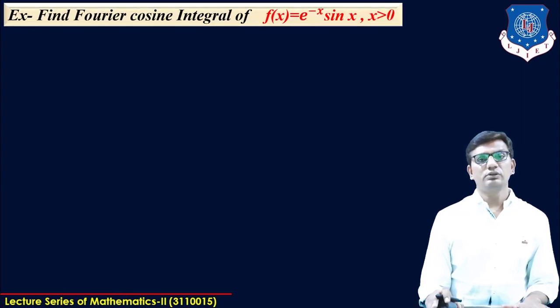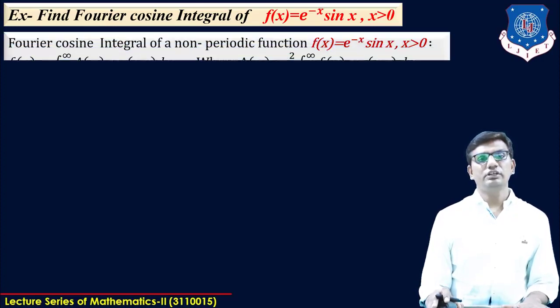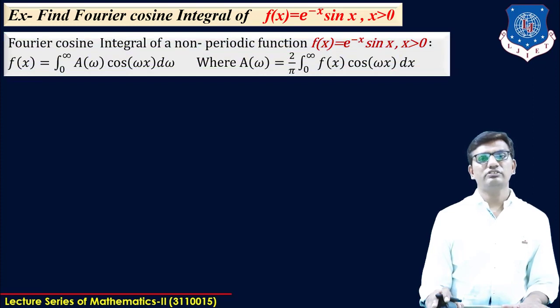Here f(x) equal to e raised to minus x sin x, where x is positive. We have to find the Fourier cosine integral of our function f(x) equal to e raised to minus x sin x. Here our Fourier cosine integral is f(x) equal to integration 0 to infinity a(omega) cos omega x d omega, where a(omega) is 2 by pi integration 0 to infinity f(x) cos omega x dx.